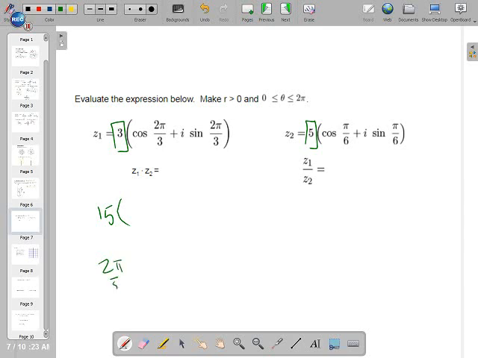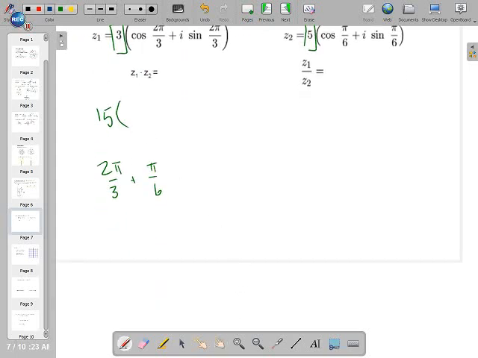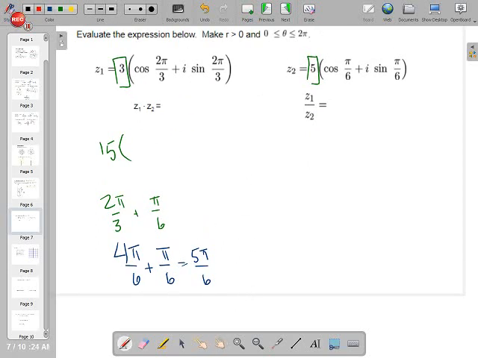So I need to do 2 pi over 3 plus pi over 6. Well, those don't have a common denominator. Oh my gosh, fractions. This is 4 pi over 6, and this is 1 pi over 6. So my new angle will be 5 pi over 6. So when I write this now, it's going to be the cosine of, not 2 pi over 3, not pi over 6, but their sum, 5 pi over 6, plus i sine 5 pi over 6. And now I've got the product.